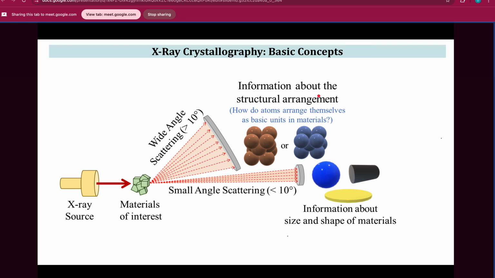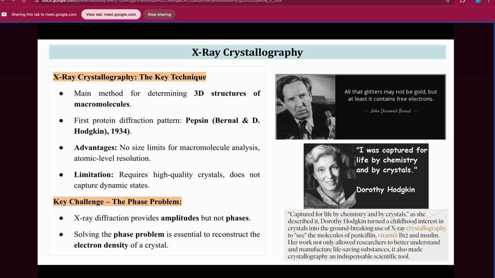So in this case, it provides us the information about the structural arrangement, that is, how the atoms are arranged in the macromolecule, or you can say in the protein, how those atoms are arranged as the basic unit in the materials. And it provides us the information about the size and shape of the materials. So in the later slides, you will get a clearer picture of how X-ray crystallography helps you to visualize the protein structures.